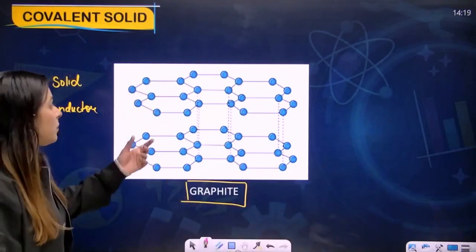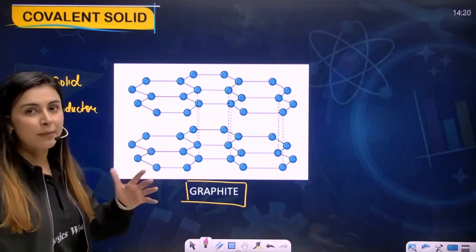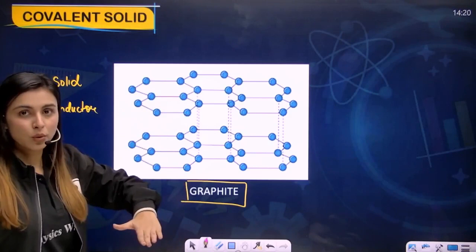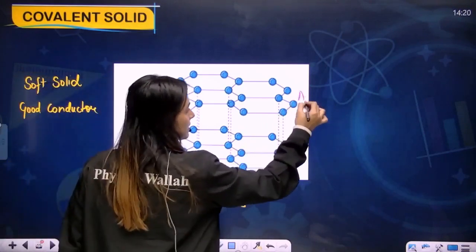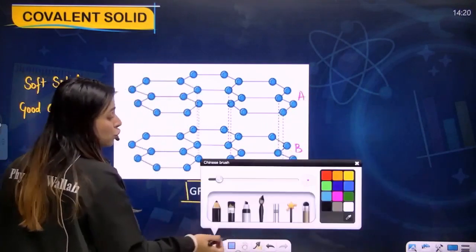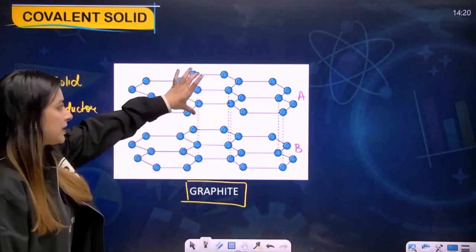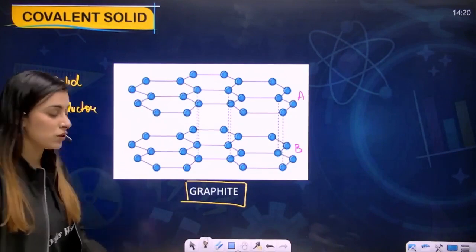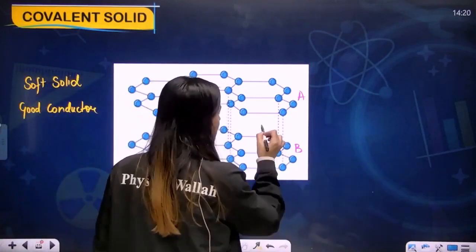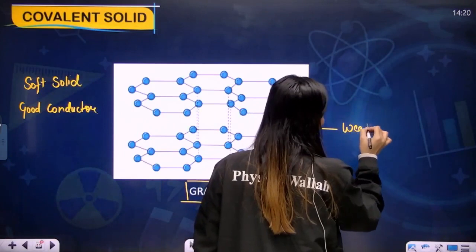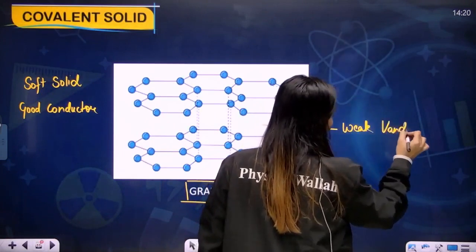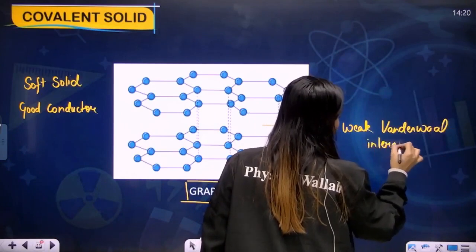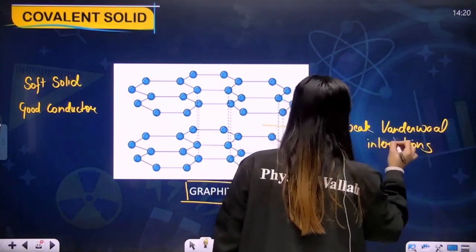So here you have the graphite structure, and you'll have to understand the structure to have a clearer picture. Okay, my dear students, in the graphite structure there are different layers formed. Let's say this is layer A and this is layer B. These two layers are connected to each other by weak van der Waals forces. So these interactions between two layers are weak van der Waals interactions.